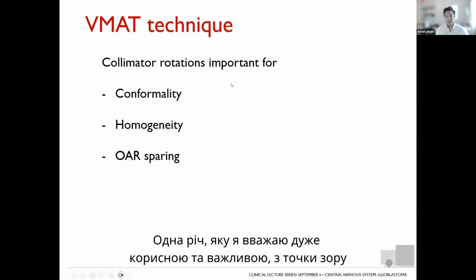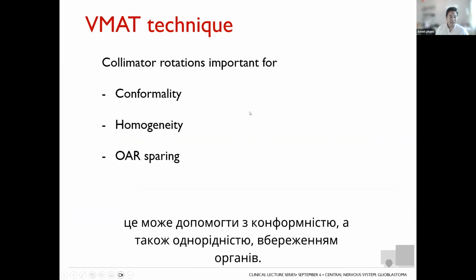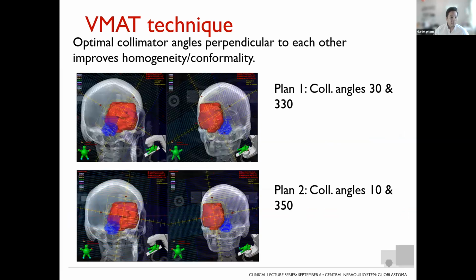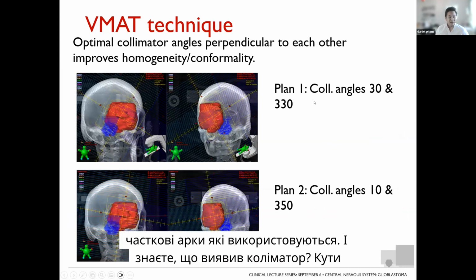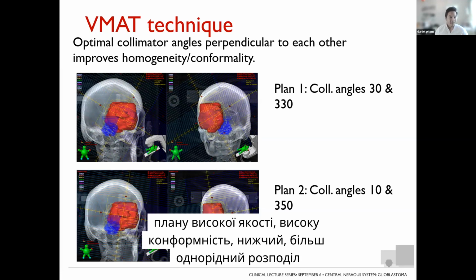One thing that I found quite useful and important in terms of putting together a VMAT technique is to evaluate the collimator rotation. This can help with conformality, homogeneity, and organ sparing. Here's an example of a case where two partial arcs are used, and I've always found that collimator angles about 90 degrees from each other help with achieving a high quality plan, high conformality, and a more homogeneous dose distribution.